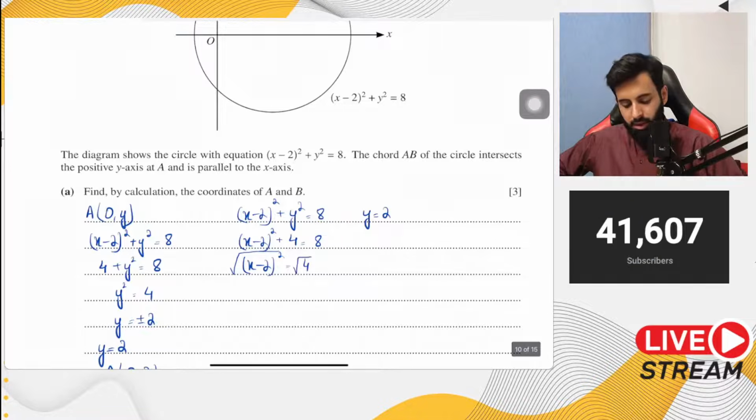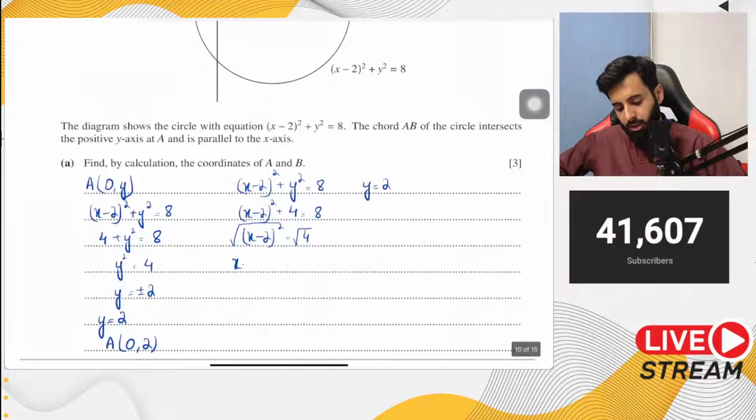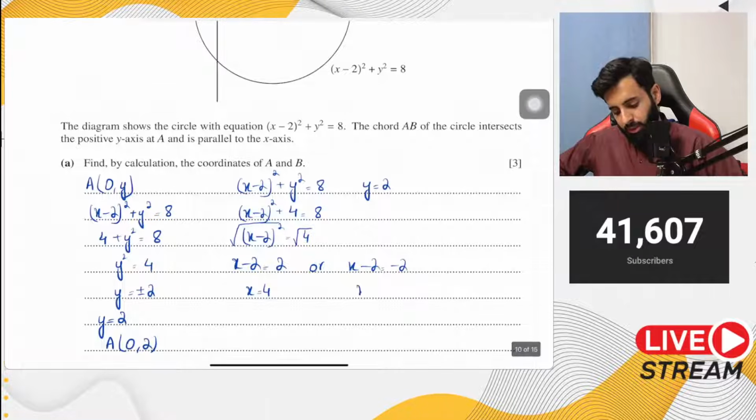Please don't start expanding it. You'll waste a lot of time. So x minus 2 is either equal to 2 or x minus 2 is equal to minus 2. When you solve this, you get x equals 4. And when you solve this, you get x equals 0.